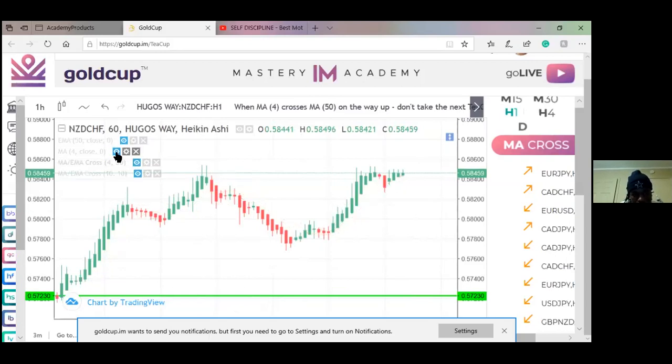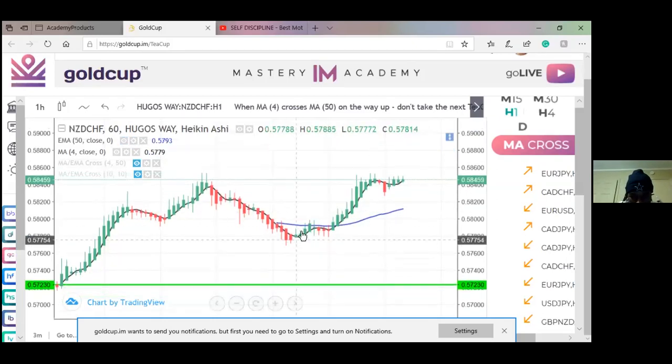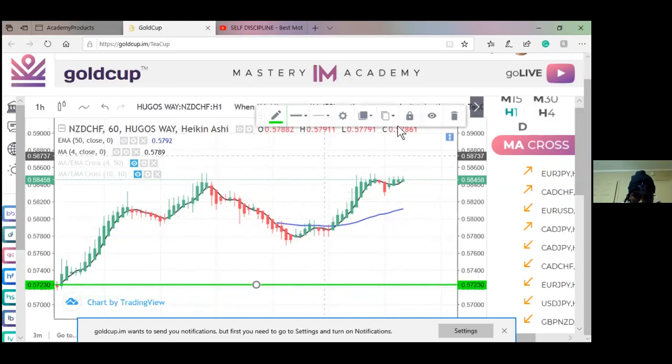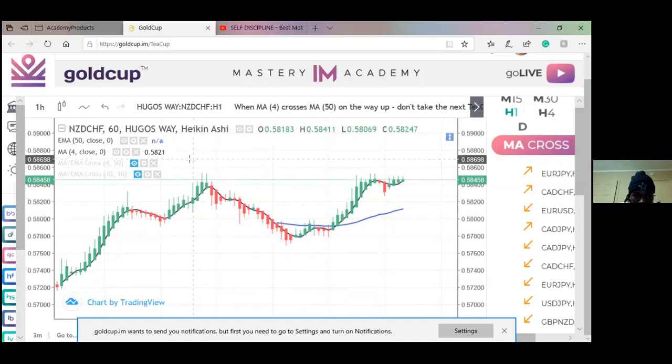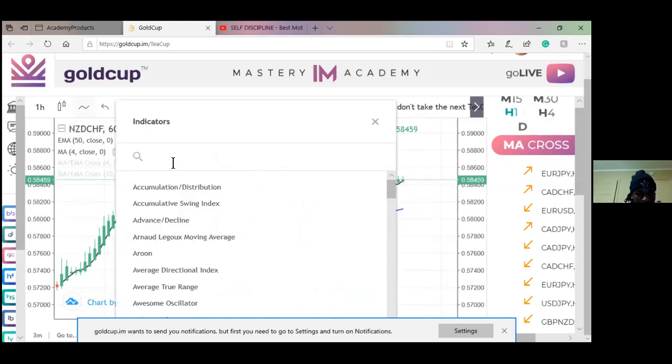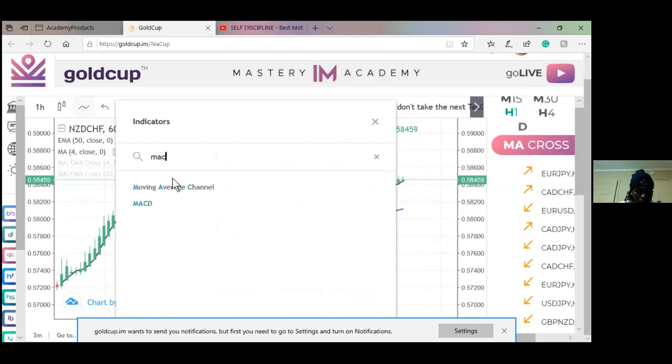What this do is gonna show you where the entry on the trade is. Then we're gonna add our second indicator, it's the MACD. You're gonna click that 2 times.